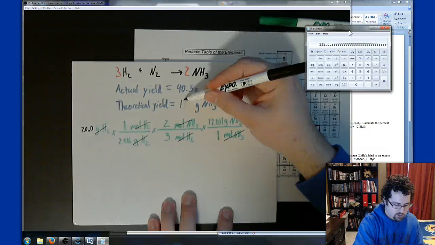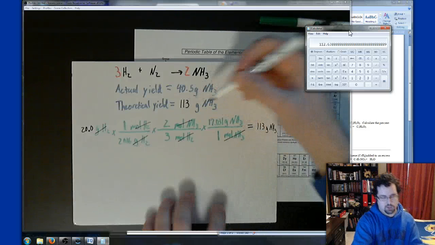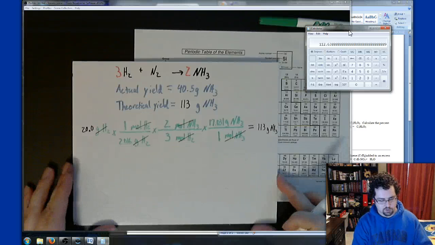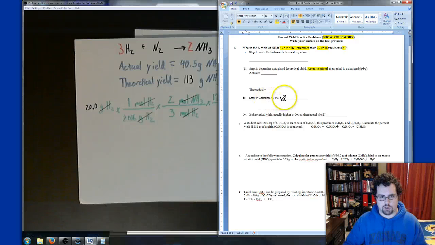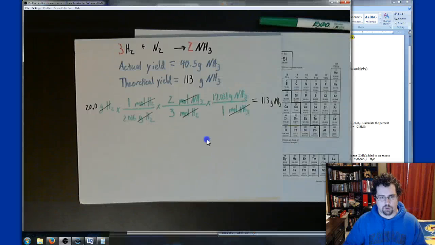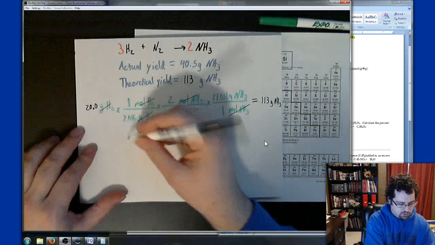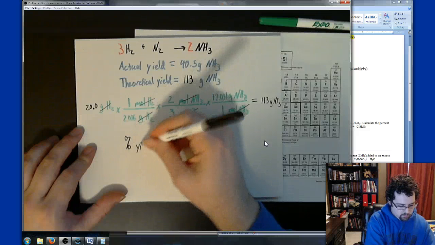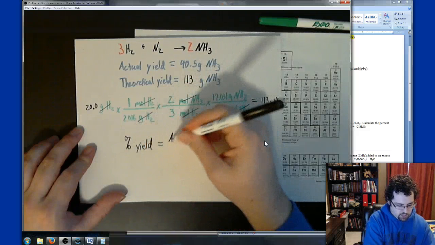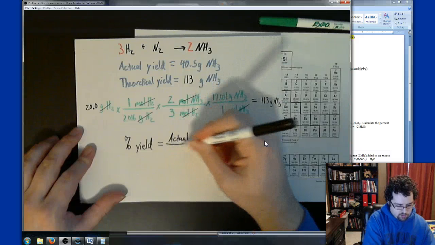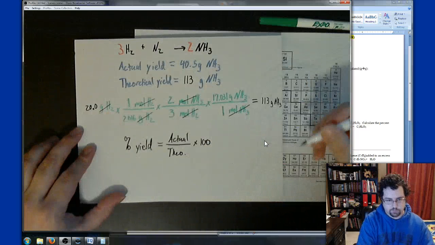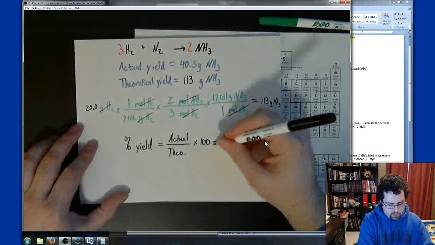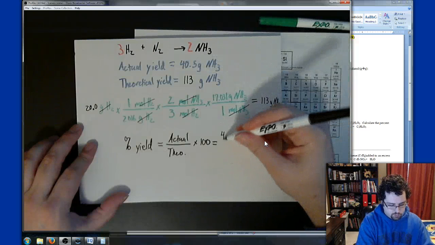Okay, be careful when you're taking a test, because some people might be like, oh, we're done, 113 is the answer, and I'll bet you that would be an answer choice. But remember, the original problem asked us to calculate the percent yield. So now we got to calculate the percent yield of this reaction that we just did. The percent yield is always equal to the actual divided by the theoretical times 100.